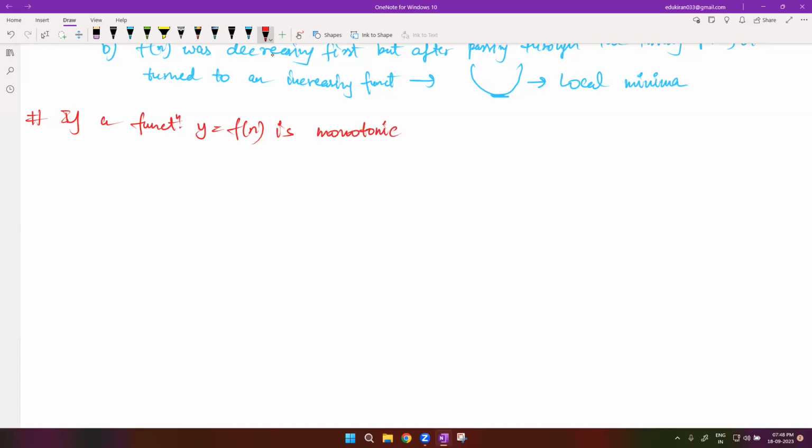Now, first of all, what is monotonic? Monotonic is either only increasing or decreasing. Either your function is only increasing or your function is only decreasing. It is not like it's increasing for some portion and also decreasing for some portion.